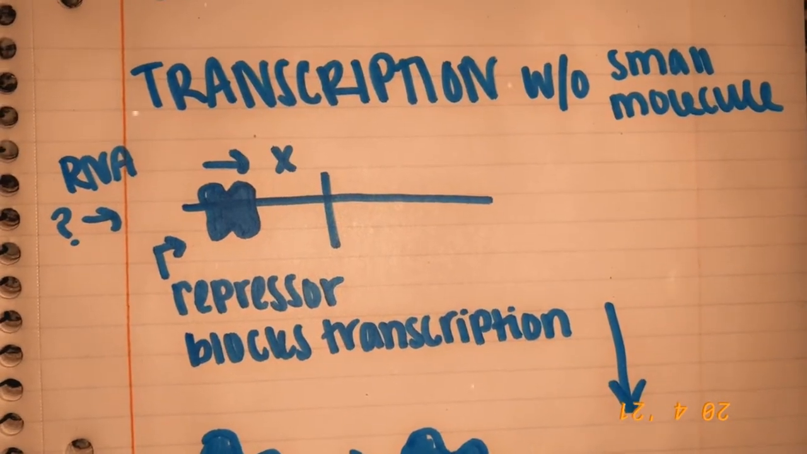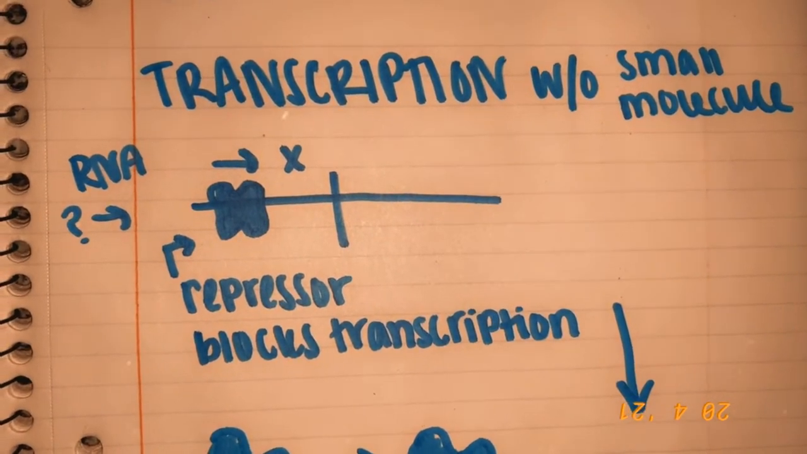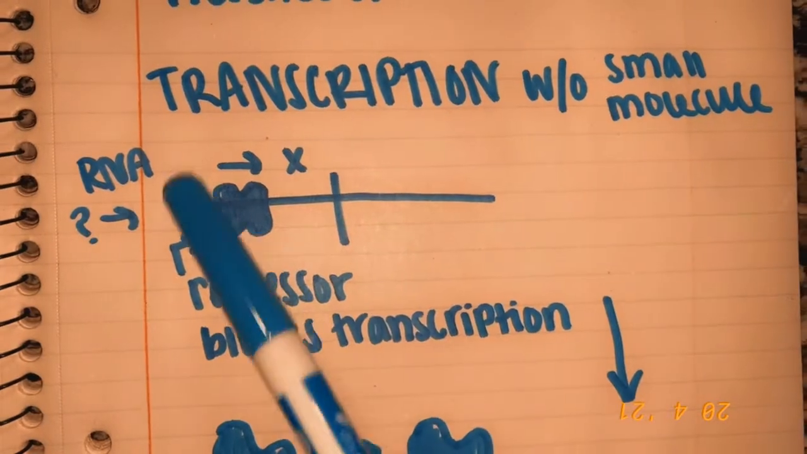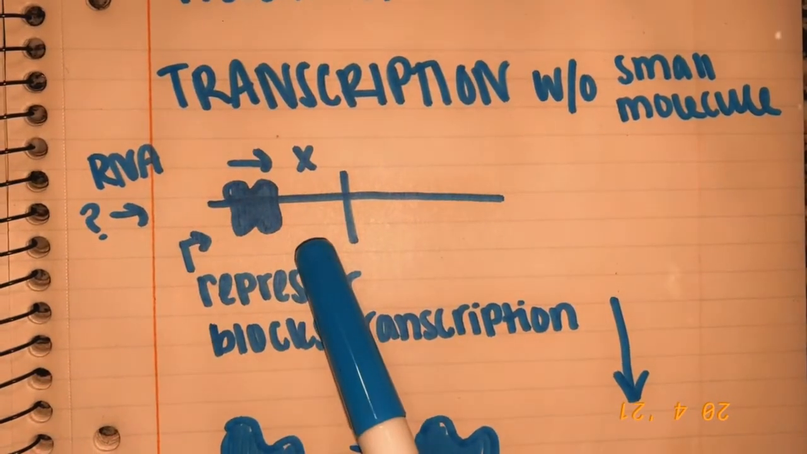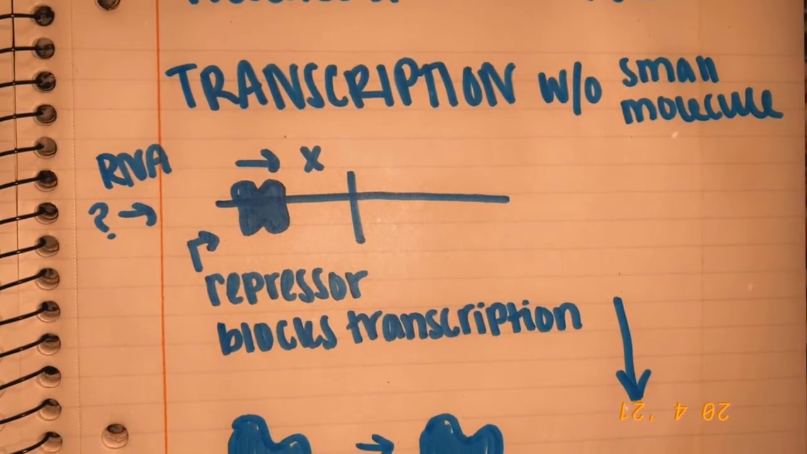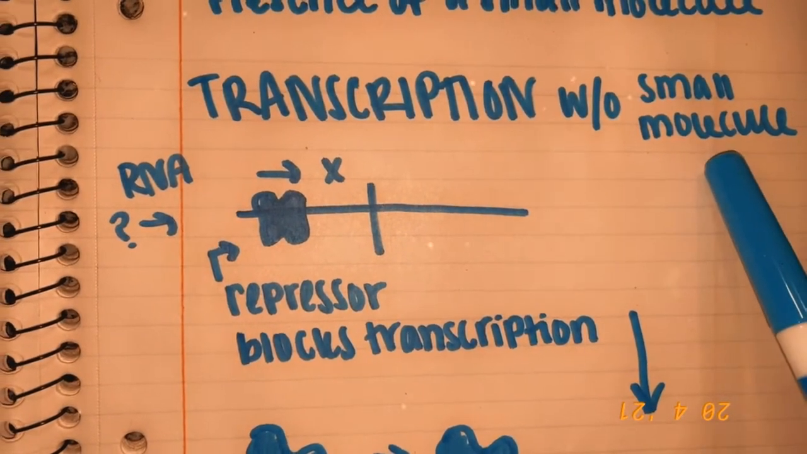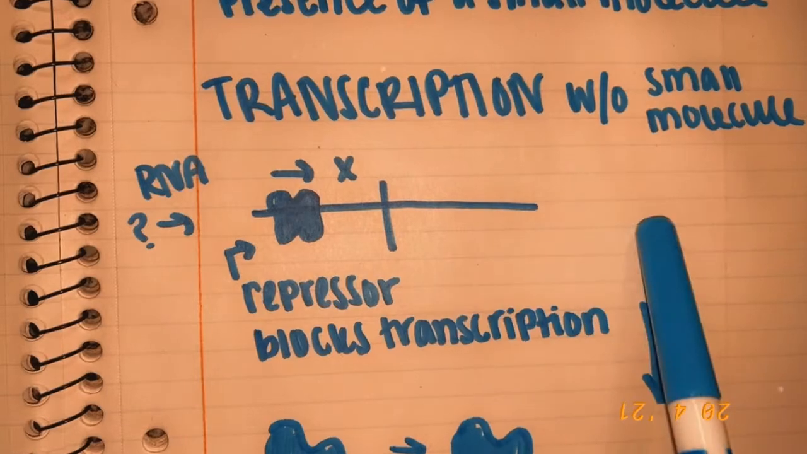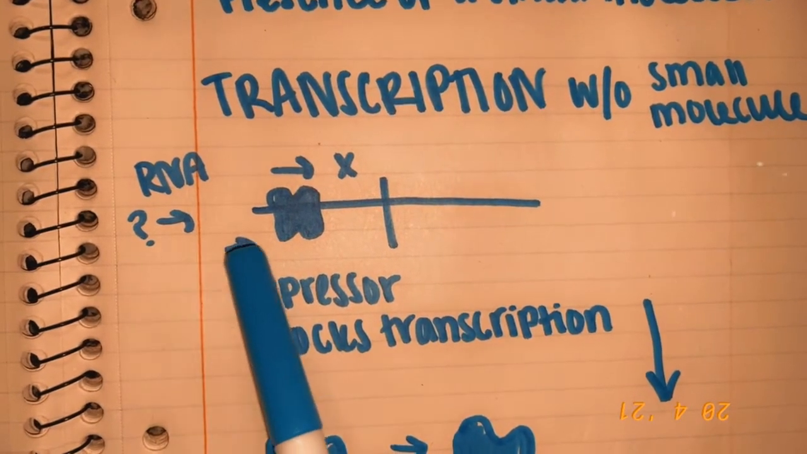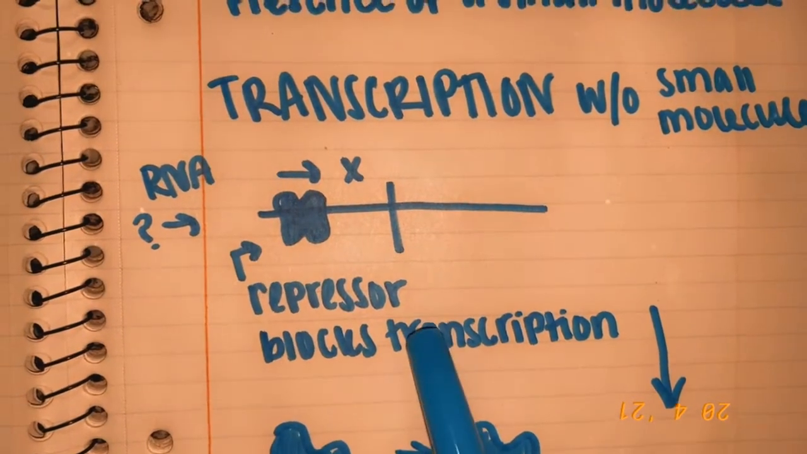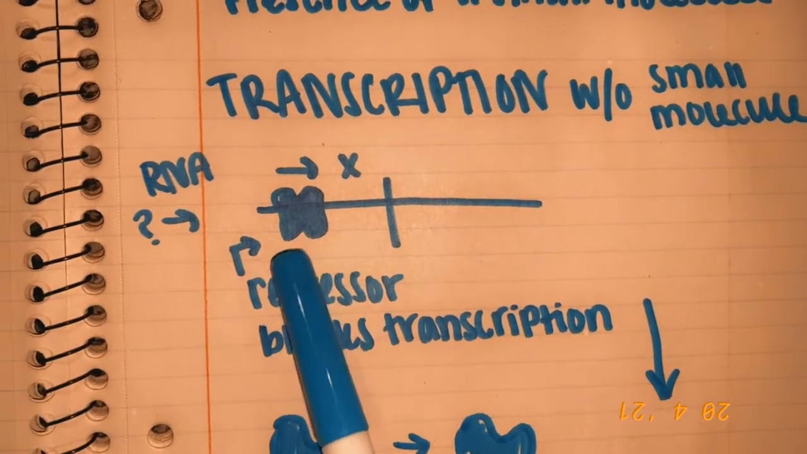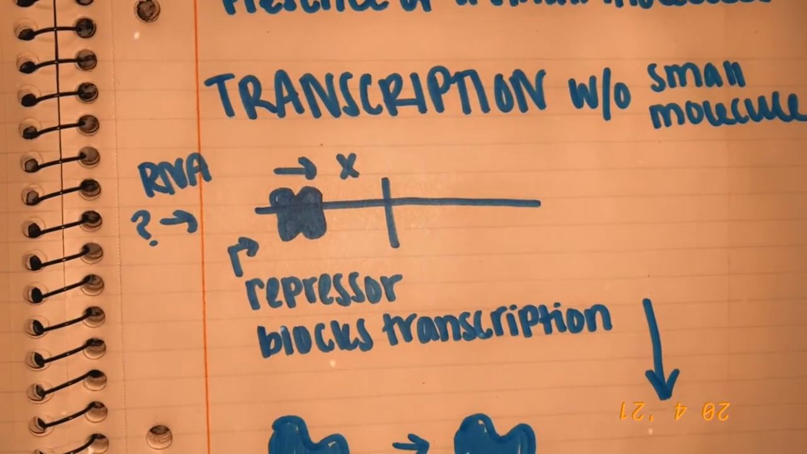So we're looking at a negative inducible system, and the negative blocks transcription from occurring in the form of a repressor protein. And inducible means that transcription will be turned on in the presence of a small molecule. Here, without the small molecule, RNA polymerase is looking for the promoter region to bind to. However, the repressor is stopping it, and transcription cannot occur.